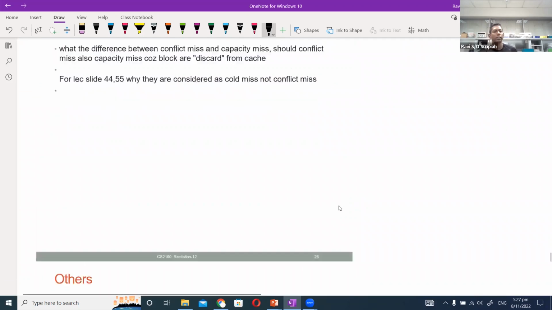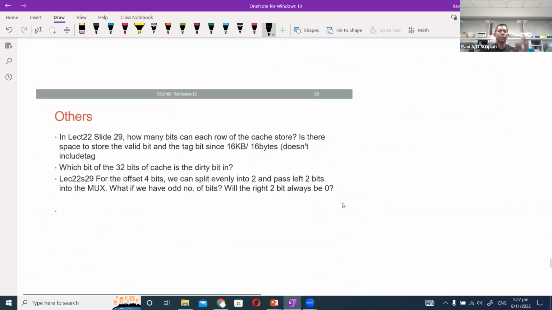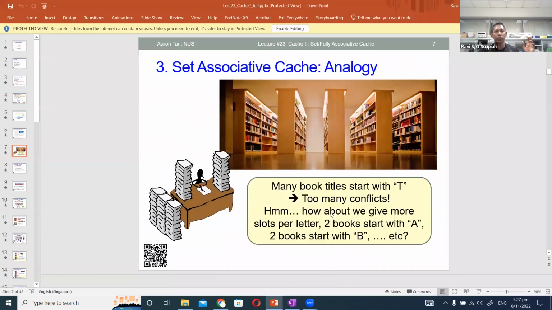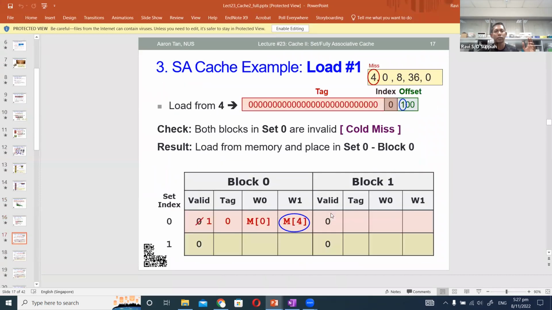Okay, so for cache misses, the basic way to look at it is simple. The very first time that you load data into a cache, that means the cache is empty, and that is called a cold miss, or a compulsory miss.